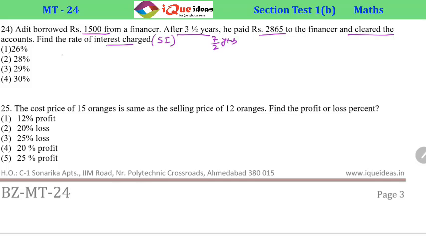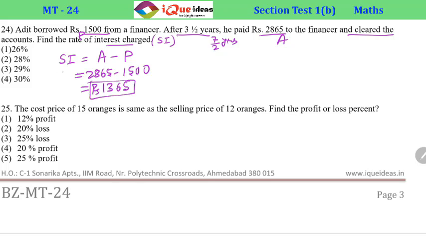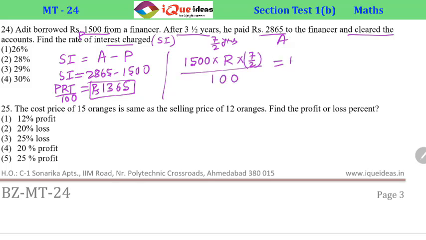So clearly, first of all, let's calculate simple interest. The simple interest value will be equal to amount minus principal. This is the amount and this is the principal. Okay, so it is 2865 minus 1500, which is equal to 1365 rupees. So this is the simple interest value, and it should be equal to PRT upon 100. Okay, so in place of P, we'll put 1500. R we have to calculate. T is given 7 by 2, divided by 100. Okay, this is equal to 1365.